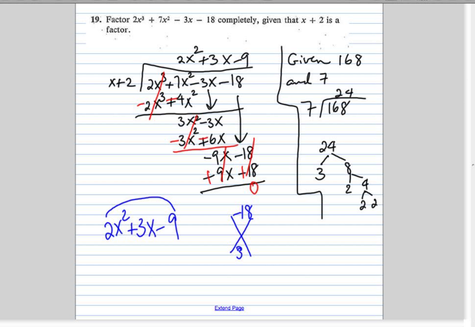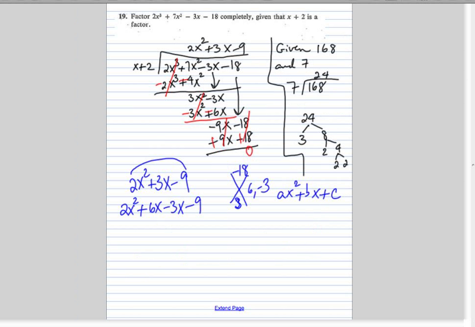That's the number that's multiplied by the x. That's the b in ax squared plus bx plus c. Well, the two numbers are 6 and negative 3. So we're going to split the middle term. So instead of writing 3x, we're going to write plus 6x minus 3x.